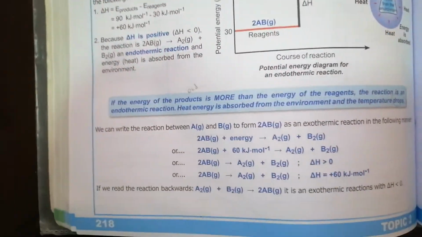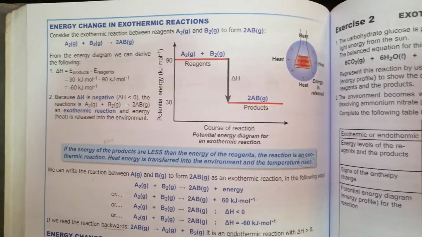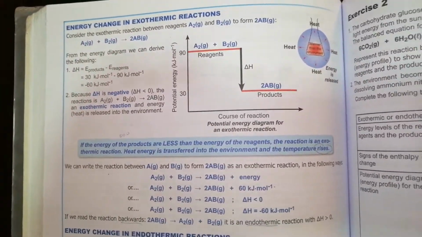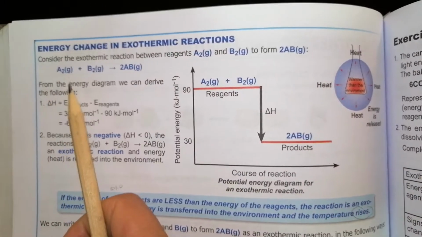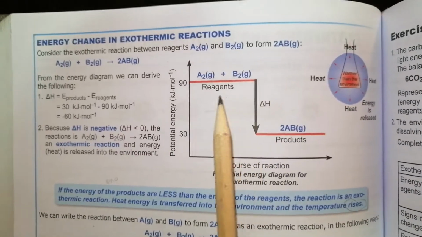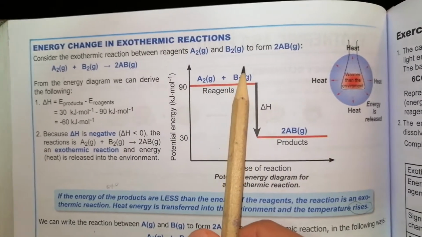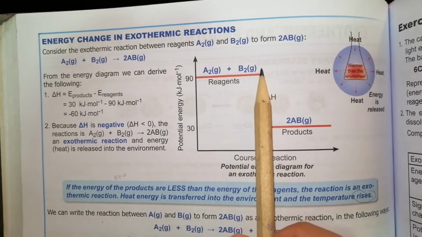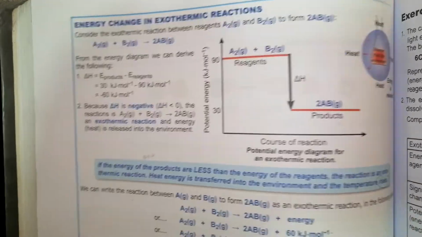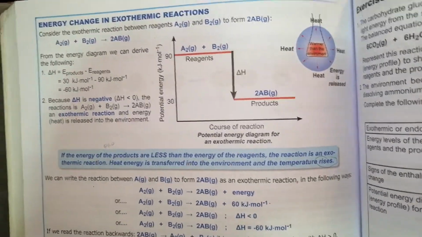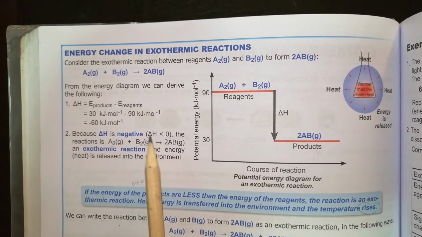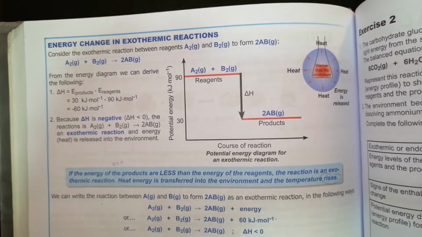Now we're going on to page 218 of your textbook, and we're going to look at how we can use these graphs to show different types of reactions. Right, so first let's look at this example where you have this reaction A2 plus B2 giving you 2AB. Now if you look at this graph, can you see it's decreasing? Reagents, which is reactants, started off high, then the graph decreased, and then products ended up low. So you start from high, you end low, which means the graph is decreasing. Now if the graph is decreasing, it means it's an exothermic reaction and delta H is less than 0. Okay, so this reaction is exothermic.